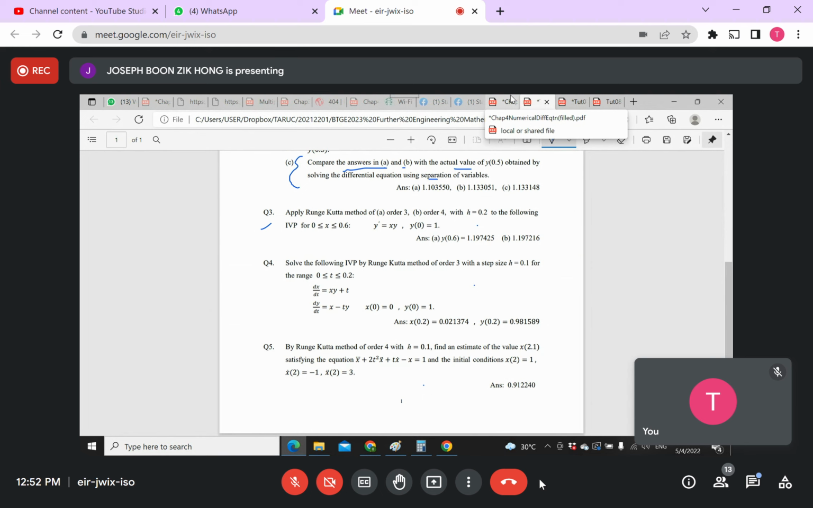Okay. Here, in order to illustrate the method, we will do it manually. So we try to take H quite big, 0.2. In real life, we won't take big like that. We will take like 4 to 5 decimals. Okay.